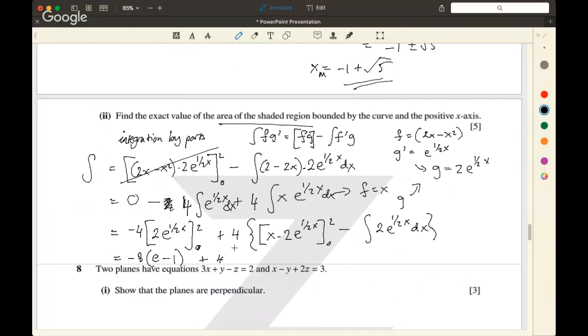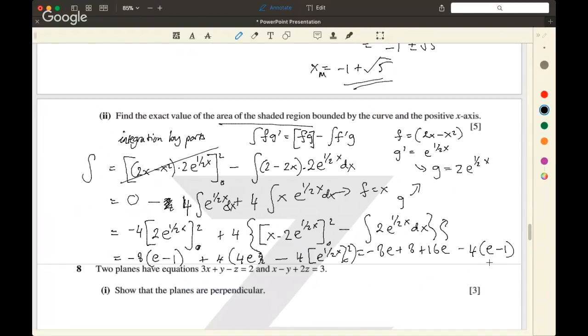Plus 4, and then 4e minus 0, minus 4e to the 1/2 x between 0 and 2. So this is minus 8e plus 8 plus 16e minus 4 times e minus 1. And this should give us, so that's minus 4, minus 12.